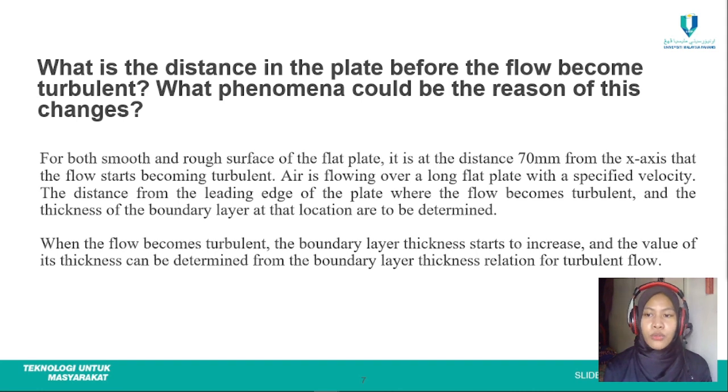Air is flowing over a long flat plate with a specific velocity. The distance from the leading edge of the plate where the flow becomes turbulent, and the thickness of the boundary layer at that location, are to be determined. When the flow becomes turbulent, the boundary layer thickness starts to increase, and the value of its thickness can be determined from the boundary layer thickness relation for turbulent flow.